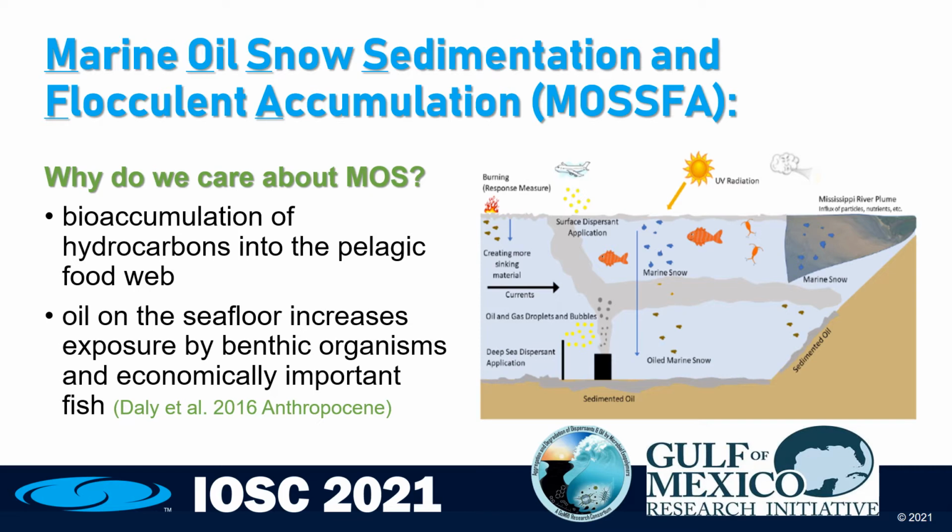When we do have an oil spill, however, we know that phytoplankton and other kinds of microbes will produce even more marine snow in a kind of stress response. This leads to the bioaccumulation of hydrocarbons into pelagic food webs, and it also leads to an increase in exposure of benthic organisms to oil and dispersant as it makes its way to the sea floor.